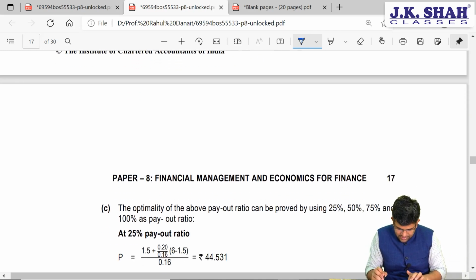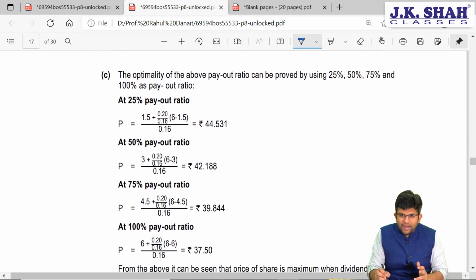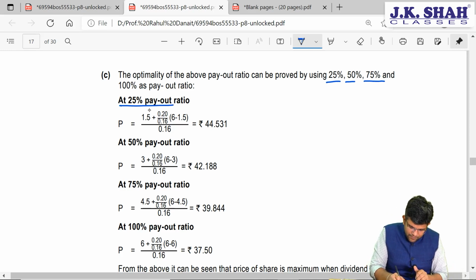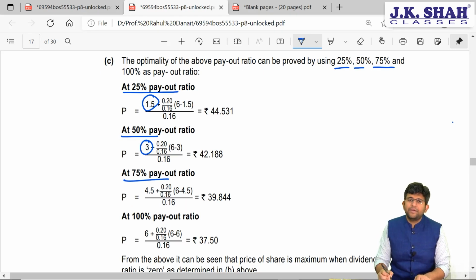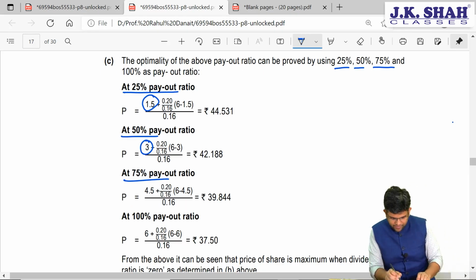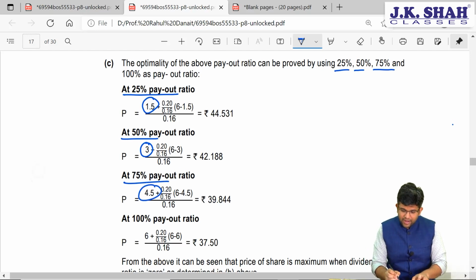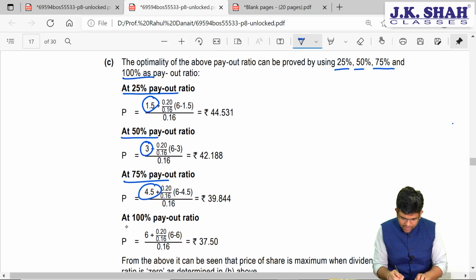So what the institute has done, they are saying that okay, let us randomly take any payout ratio, 25%, 50%, 75%. Children, if they are taking a 25% payout, 6 rupees is the EPS. Can I say 6 into 25%? 1.5 will be the dividend. If they are taking a 50% payout, 6 into 50%, 3 rupees will be the dividend. At 75% payout, 6 into 75%, 4.5 will be dividend. And they're taking one more, 100% also. At 100% payout, the entire 6 will be the dividend.